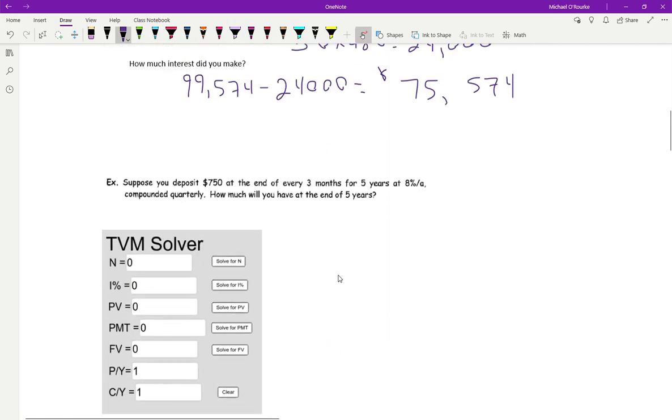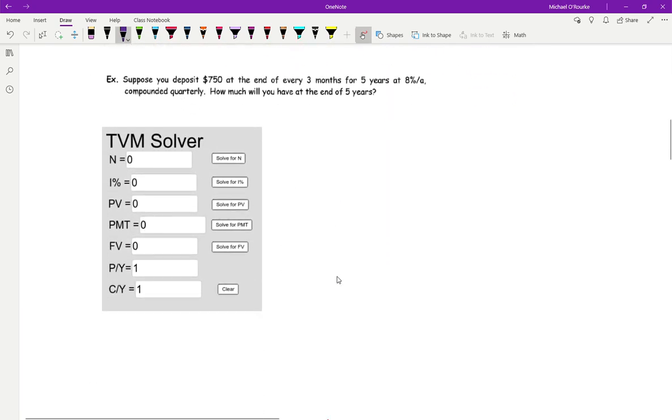Okay, so next one. Suppose you deposit $750 at the end of every 3 months for 5 years at 8% compounded quarterly. How much will you have at the end of 5 years? Let's go through here. We deposit $750, so that's my payment, $750.